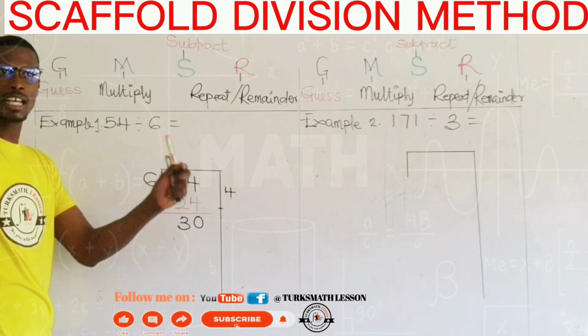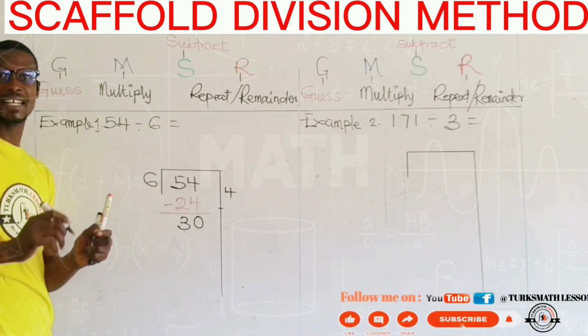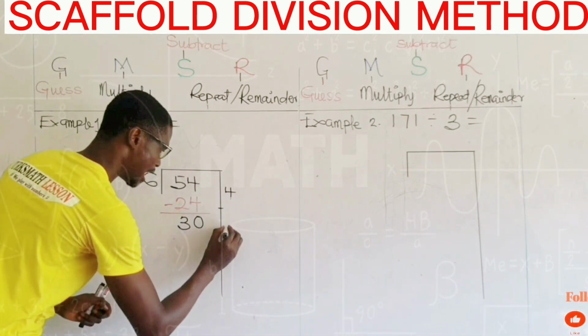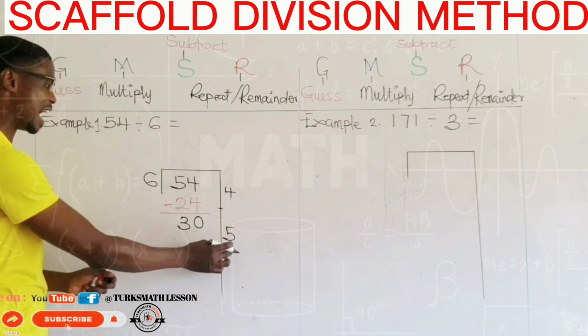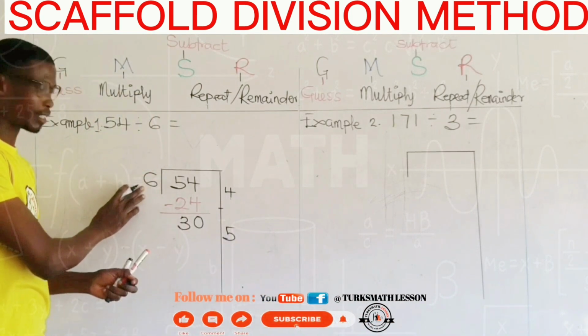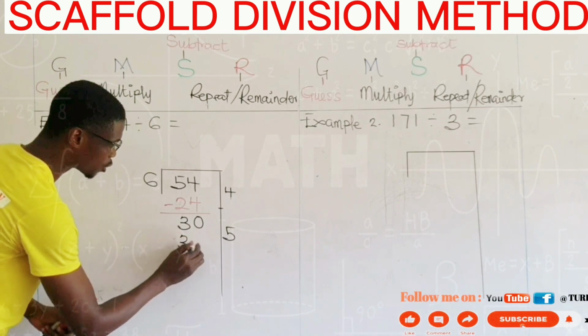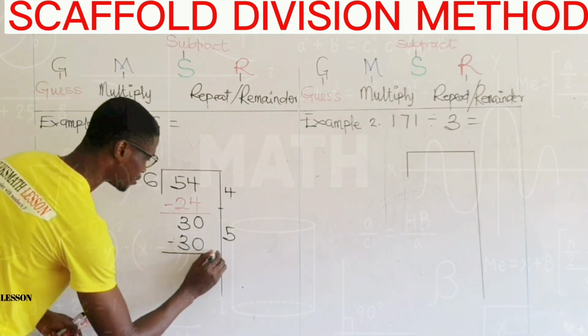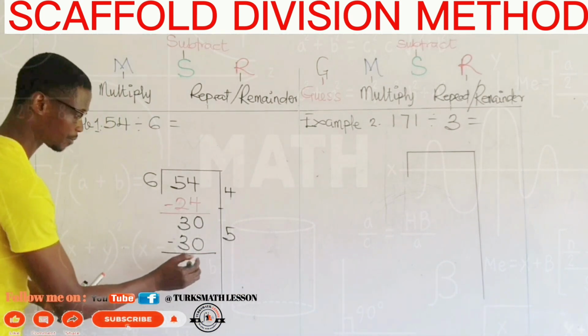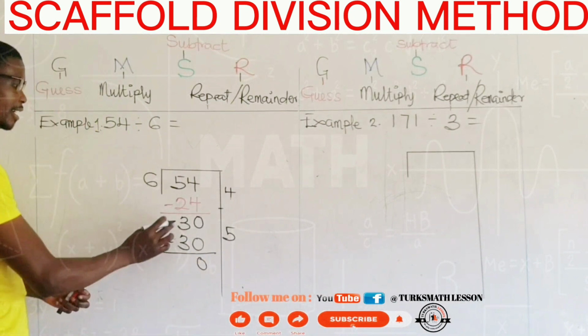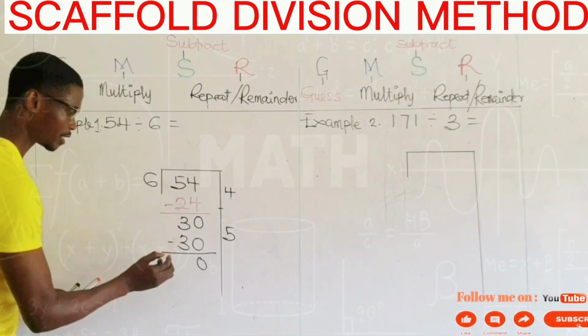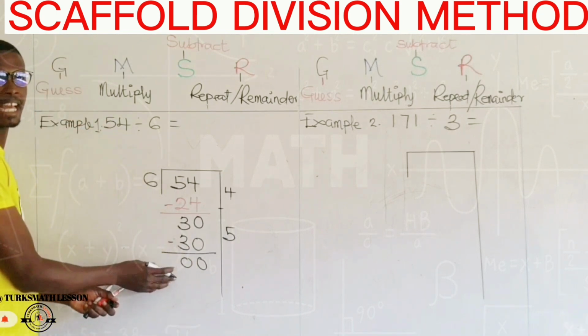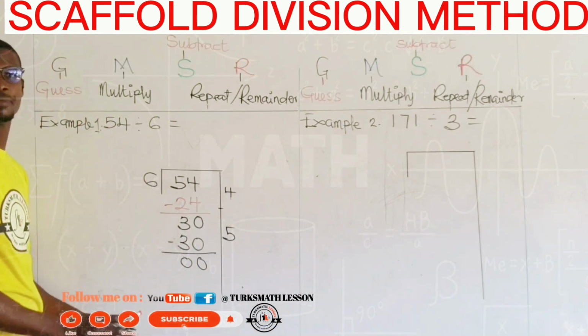You can use any different number to arrive at 0. So I write my 5 here. 5 times 6? 30. It's not more than the dividend. Very good. Then you subtract. 0 minus 0? 0. 3 minus 3? 0. Do you have any number there again? No. So we don't have any remainder.